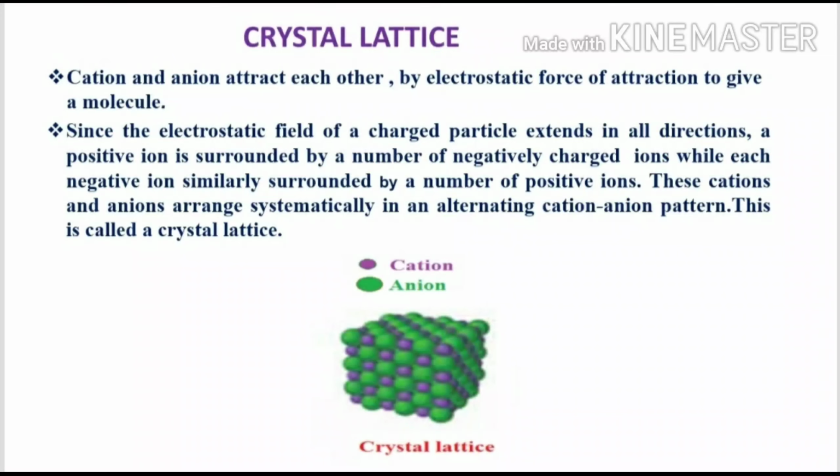So now what will happen? These cations and anions arrange systematically in an alternating cation-anion pattern. This type of arrangement is called the crystal lattice.